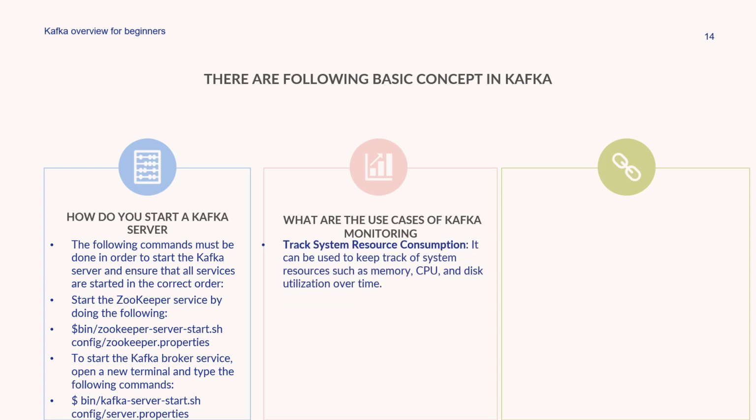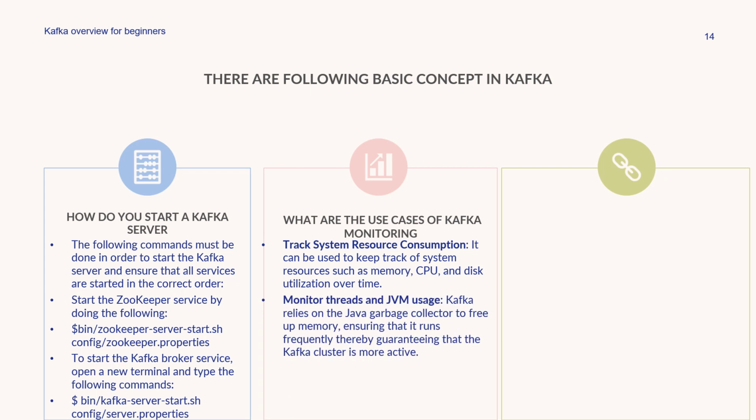.properties. So what are the use cases of Kafka monitoring? Track system resource consumption. It can be used to keep track of system resources such as memory, CPU, and disk utilization over time, and to monitor threads and JVM usage. Kafka relies on the Java garbage collector to free up memory, ensuring that it runs frequently, thereby guaranteeing that the Kafka cluster stays active.